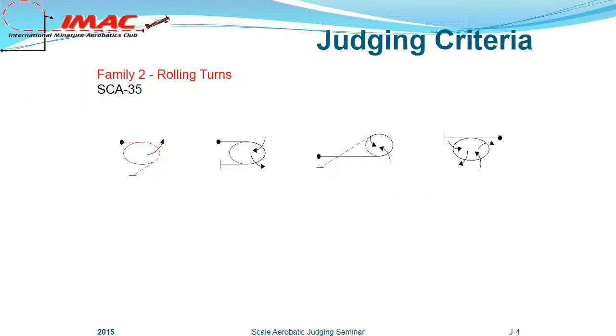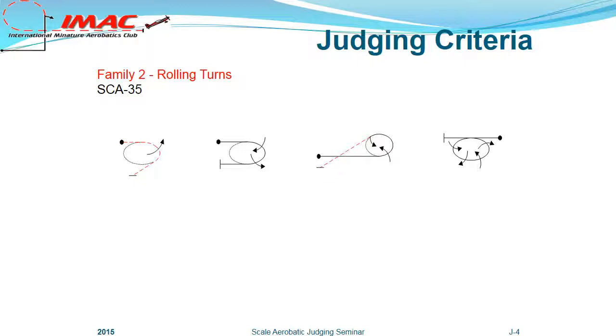Here are examples of rolling turns. Rolling turns share some similarities with aerobatic turns. They may be flown to 90, 180, 270, or 360 degrees, either upright or inverted. Rolling turns may be flown in or out at the pilot's option, without regard to the Aresti drawing.